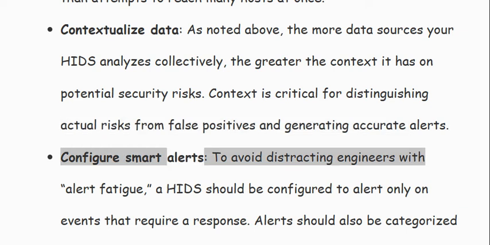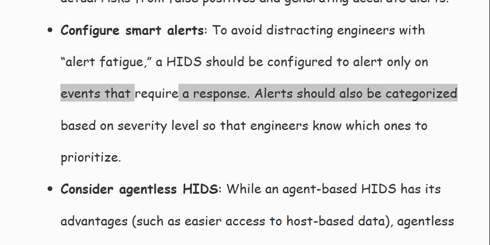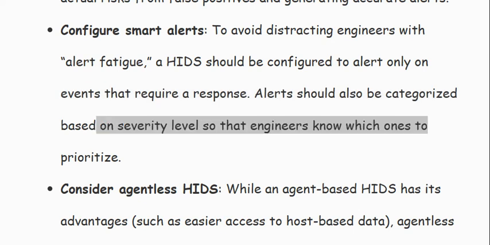Configure smart alerts. To avoid distracting engineers with alert fatigue, a HIDS should be configured to alert only on events that require a response. Alerts should also be categorized based on severity level so that engineers know which ones to prioritize.